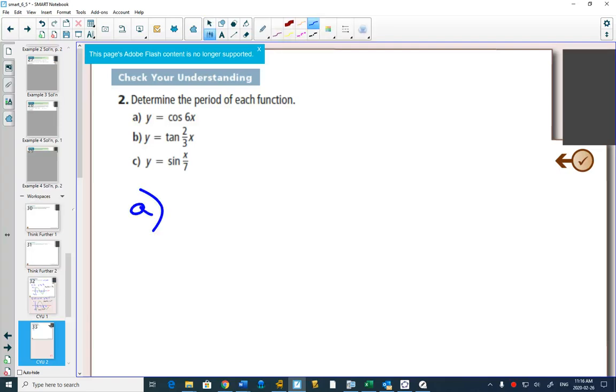So now we see a number inside the function with the x. From chapter 3, we know that this would be a horizontal compression. You would multiply your x values by 1/6. So in the question it says determine the period of each function.